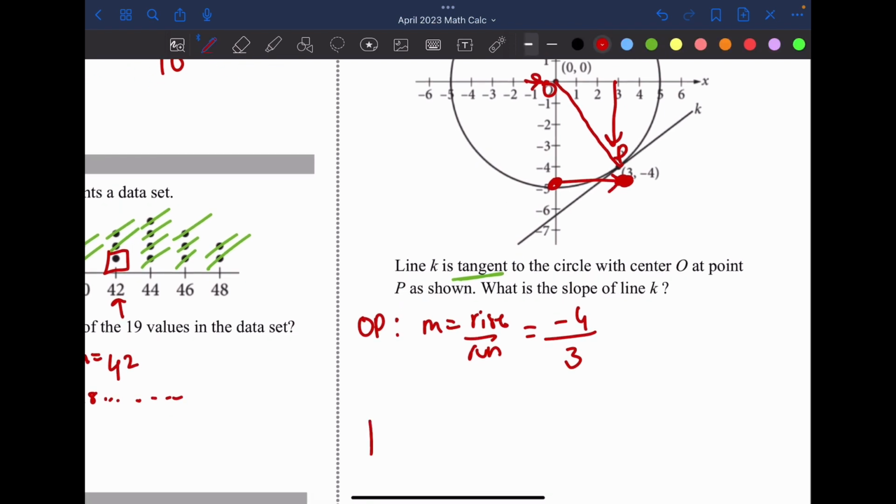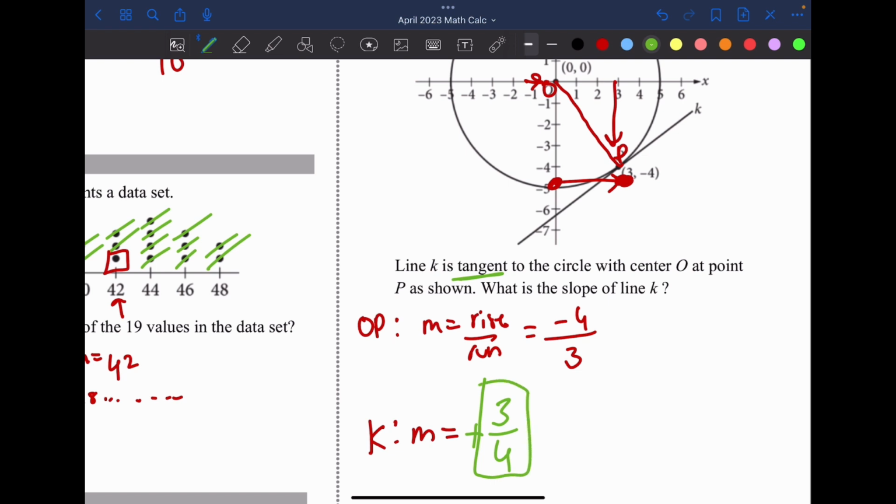So to find the slope of K, you just have to find the negative reciprocal. The negative reciprocal just means that you have to change the sign. So if it's positive, make it negative. And if it's negative, make it positive. So we would have a positive slope. And then the reciprocal just means flip the fraction. So right now we have 4 over 3. It would be 3 over 4. And that is it. So the slope of line K is 3 over 4.